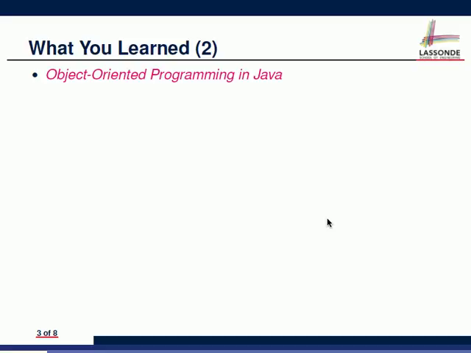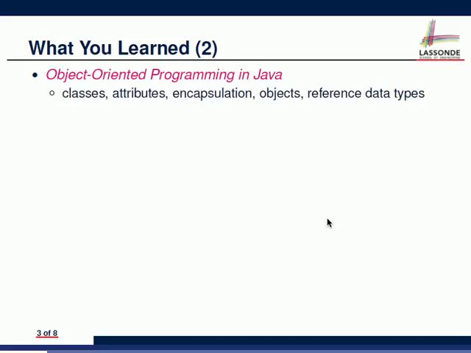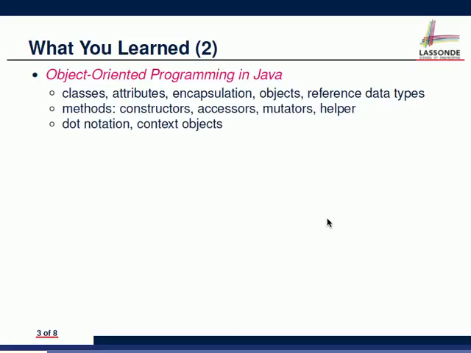You'll learn more. What is really important about this course is object orientation. We cover a lot in this topic, though this may not be an exhaustive list. Classes, attributes, encapsulation, objects, references, data types, and then methods, and then dot notation, how you can do something dot something dot something dot something. Aliasing, make sure you know that for the exam.